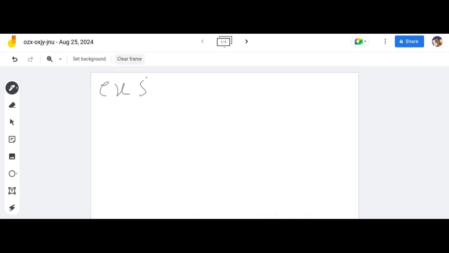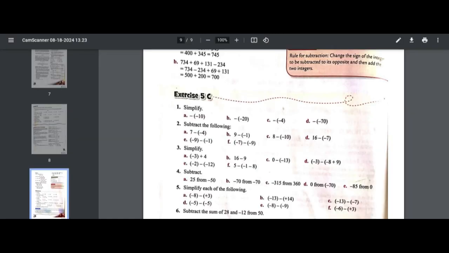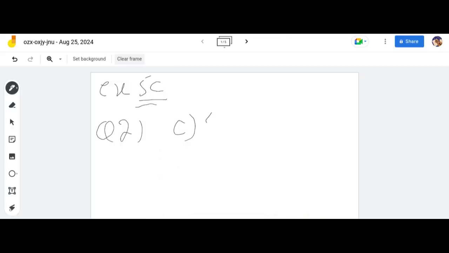Probably the C. From question number 2, part C. Only the C, only the C part. C part says 8 minus into minus 10. Is it? Yes. 8 minus.